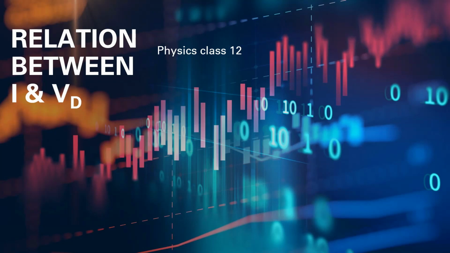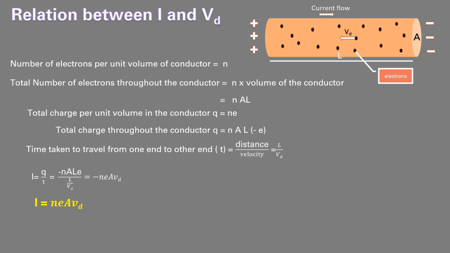So today's topic is the relation between current and drift velocity, from current electricity, class 12 physics. So we have to understand the relation between the current and the drift velocity by which the electrons are moving. For that, we are going to consider a conductor here.